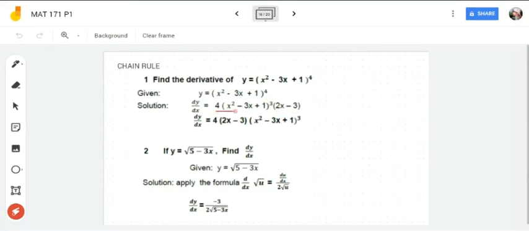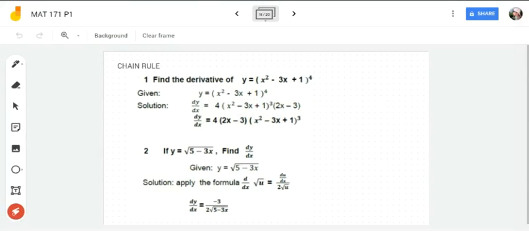Okay, so this will become the derivative, and then simplifying that, we will be having 4 quantity 2x minus 3 quantity x squared minus 3x plus 1 raised to 3. As you can see, we could not finish this with your power rule since the inside still has a derivative. So that we have your 2x minus 3 here.